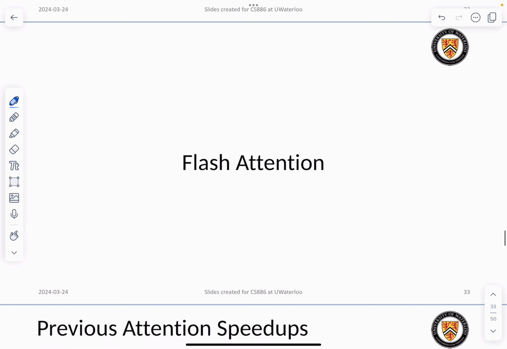Okay, and now I'm done with my section on group query and multi-query attention, and I'll move to IO-aware based methods, namely flash attention.